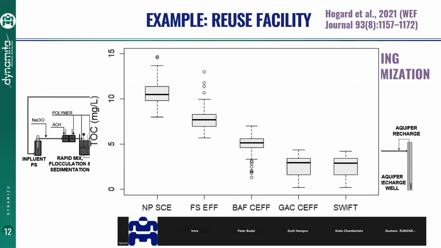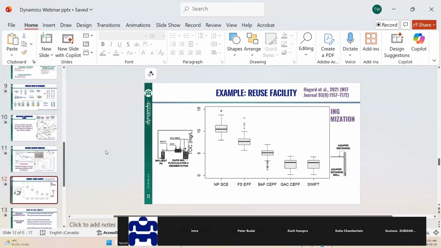And GAC is very important to maintain because it takes money, it takes time to replace the amount of granular activated carbon we have in that system, right? So that's what we're going to do.